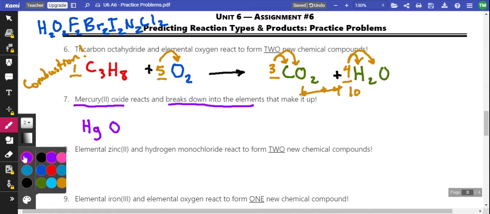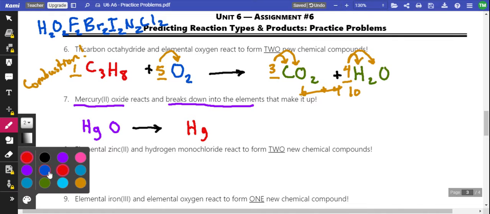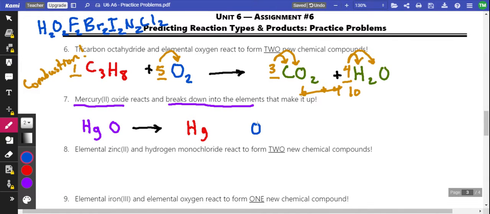Okay, so HgO is our only reactant here. It's going to break down into the elements that make it up. So I should be breaking this apart into my mercury as an element and my oxygen as an element.